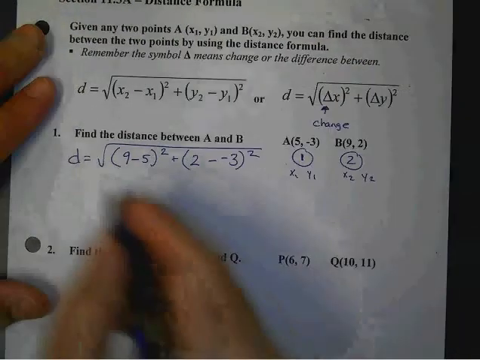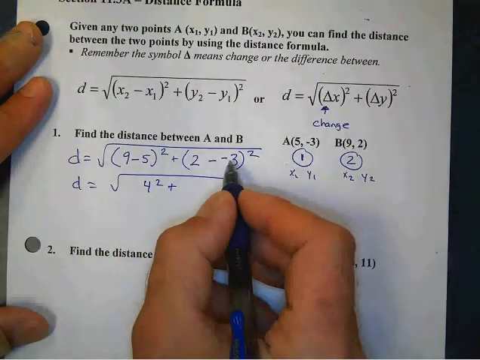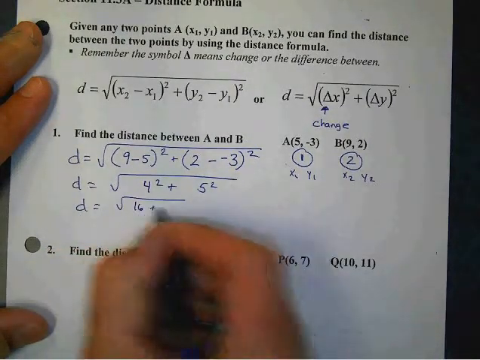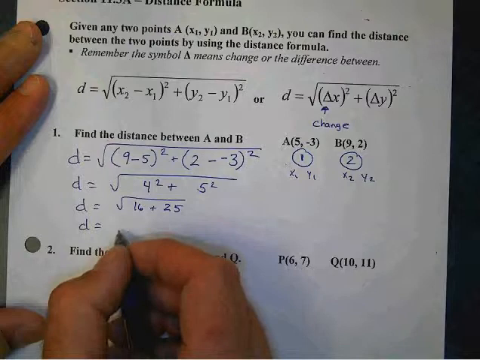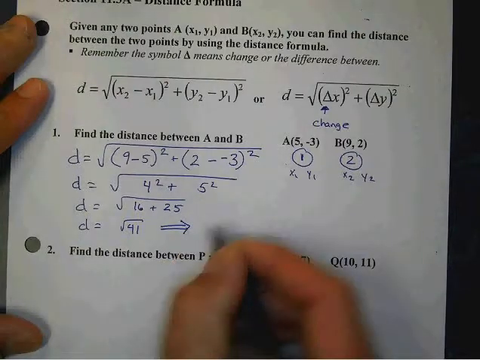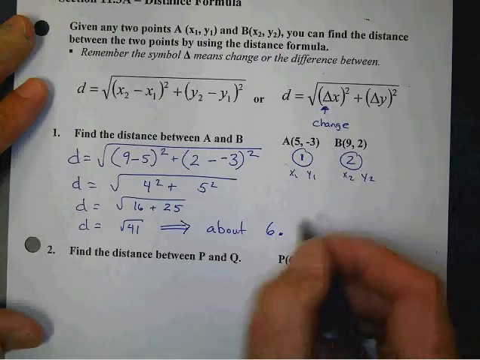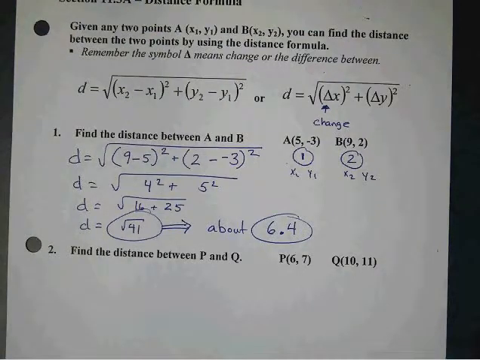So, what's 9 minus 5? That's 4. What's 2 minus a negative 3? 5. What's 4 squared? 5 squared. Add them together. How much? 41. That's my exact answer. What's my approximation? 6 point, help me? 4? Formulaic. Difference, squared, add them together, take the square root.